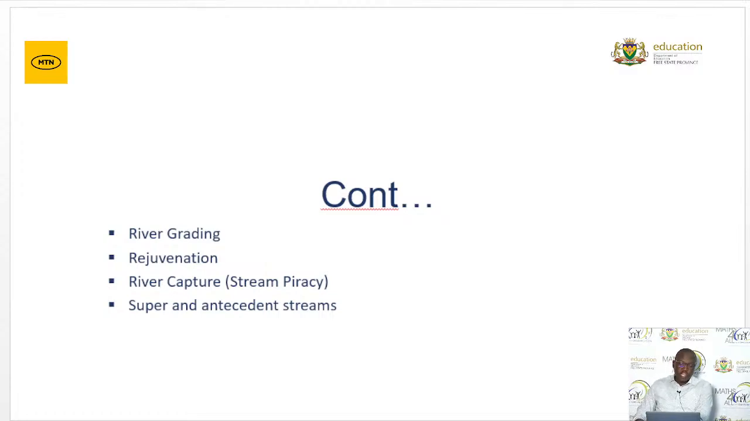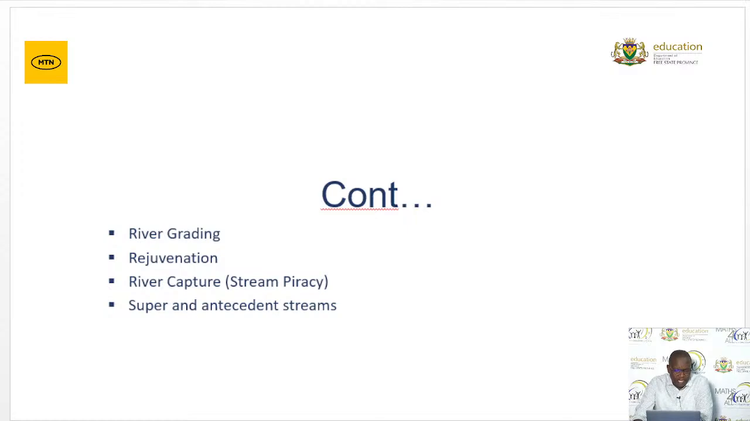And then river rejuvenation, the concept is very important there. One must be able to know the concept of river rejuvenation first, and then must also know the factors that influence river rejuvenation. Why do we have river rejuvenation? What causes river rejuvenation? So you must be able to give us those facts and the features that are being developed because of the river being rejuvenated. So you must be able to explain to us how those features are formed.